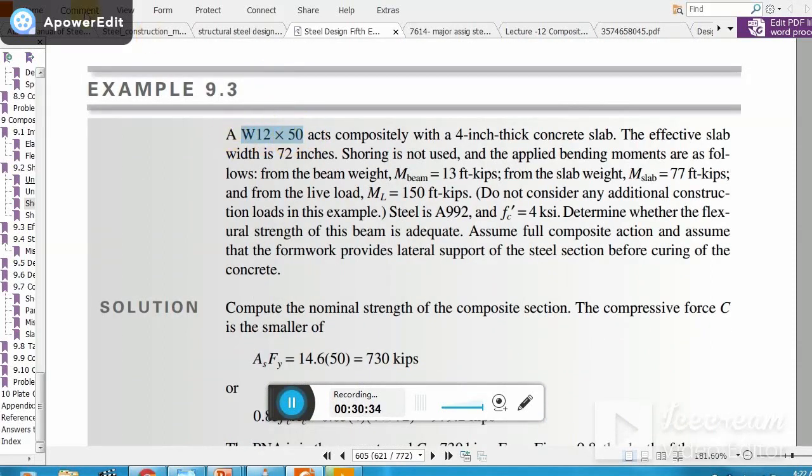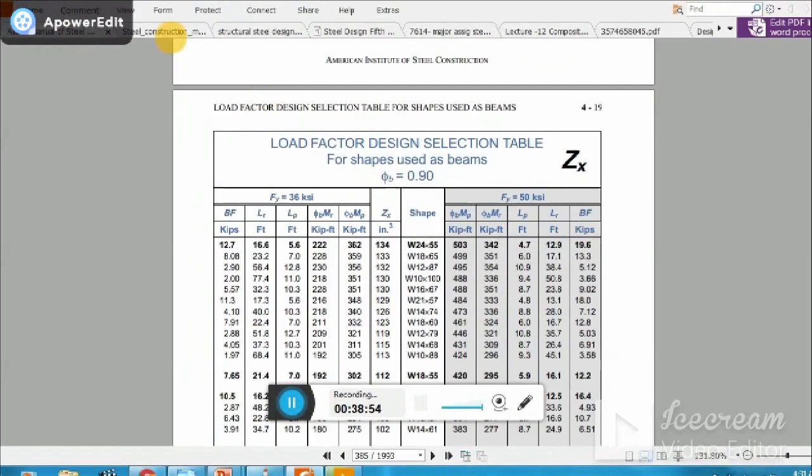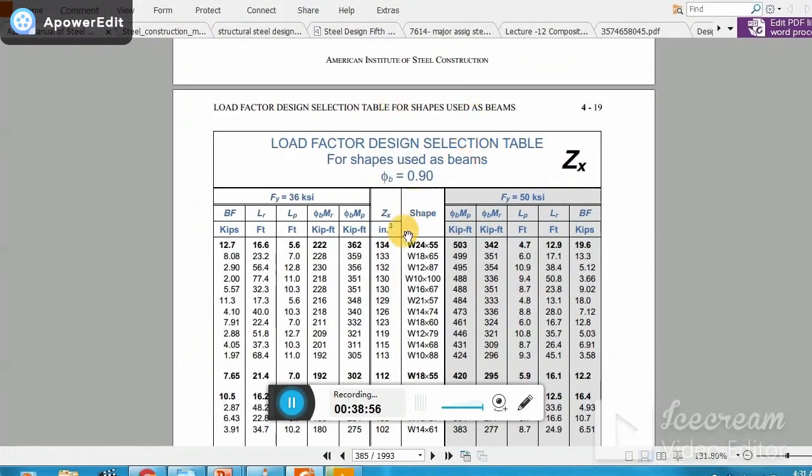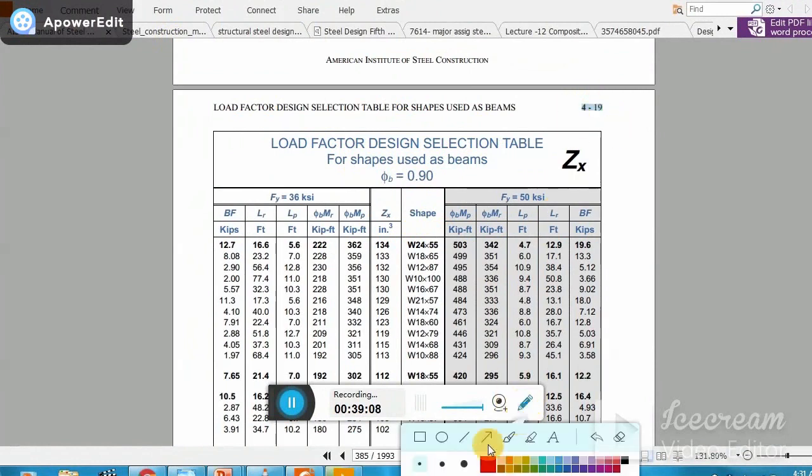Clear? Search this section, and finally this is the AISC LRFD manual. In the LRFD manual you have to search in chapter number 4, basically page number 19. So you need to memorize these things, where the ZX table is, basically.